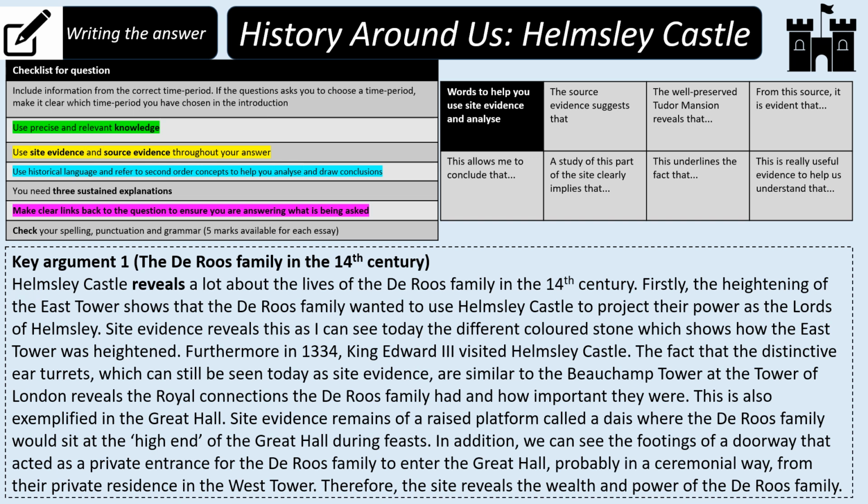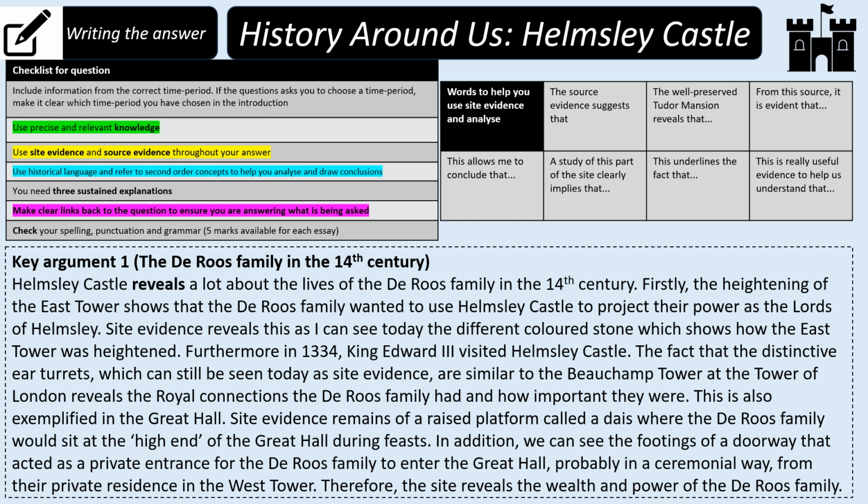Okay, so let's have a look at an example answer for this. So key argument 1 is all about the De Roos family in the 14th century, and we need to think about what the site evidence can tell us about the lives of the De Roos family. So here goes the answer. Helmsley Castle reveals a lot about the lives of the De Roos family in the 14th century. Firstly, the heightening of the East Tower shows that the De Roos family wanted to use Helmsley Castle to project their power as the lords of Helmsley.